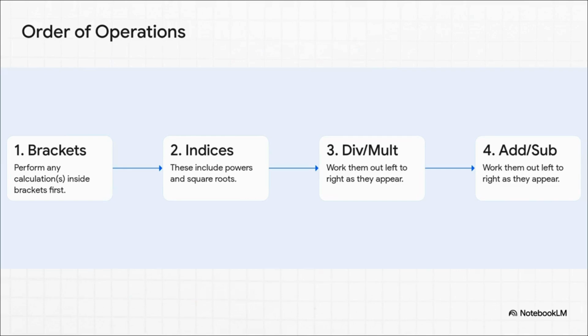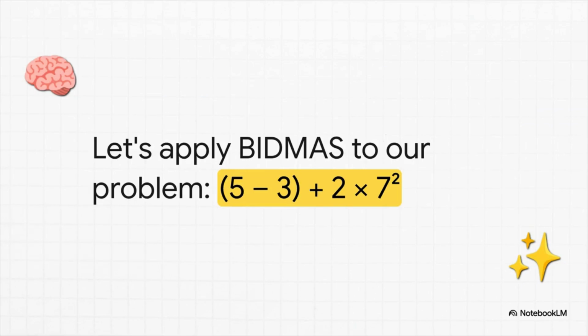So here's how it works. First, you always deal with anything inside brackets, no exceptions. Then you sort out any indices, that's your powers and square roots. Next up, you do any division and multiplication. Now this is key. You do them as they pop up from left to right. And finally, you tackle addition and subtraction. Again, just working from left to right. This order is non-negotiable.